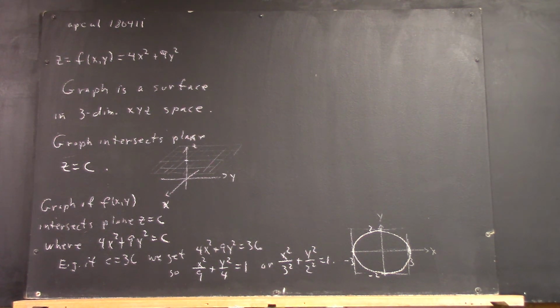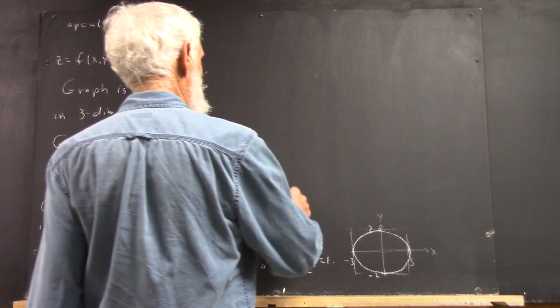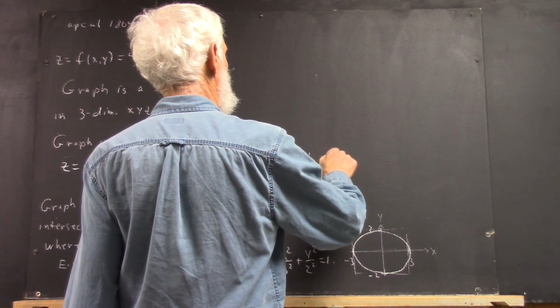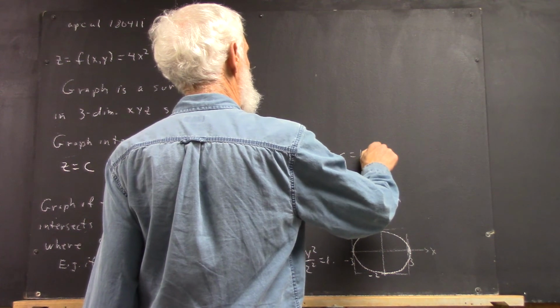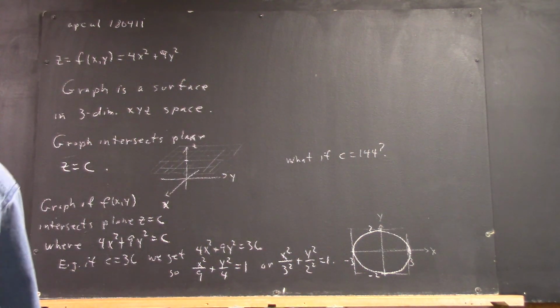Now, sketch me the ellipse for C equals 144. Okay? So work that out very similarly and see what you get.